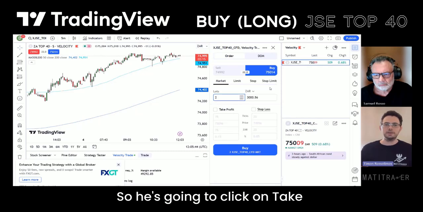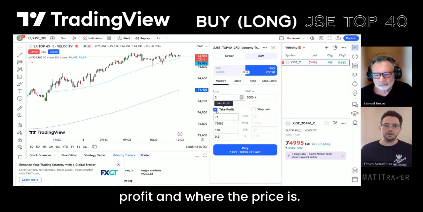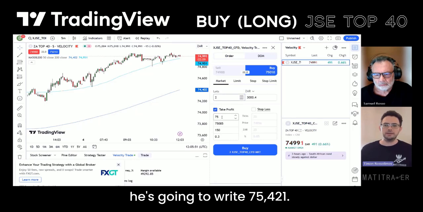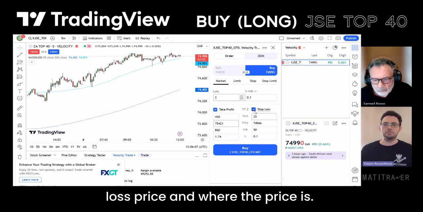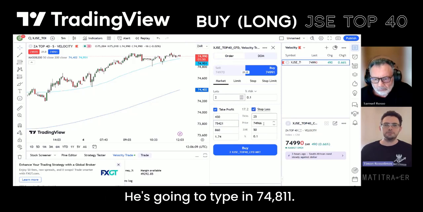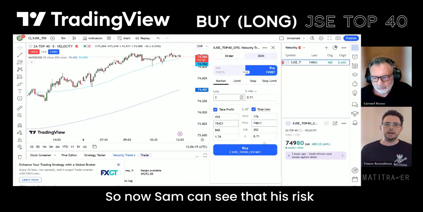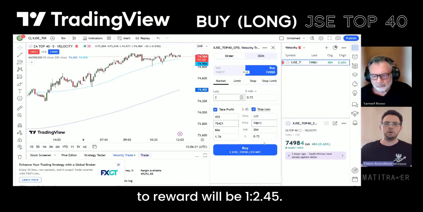So he's going to click on Take Profit. And where the price is, he's going to write 75421. Then he's going to click on the stop loss price. And where the price is, he's going to type in 74811. So now Sam can see that his risk to reward will be 1 to 2.45.